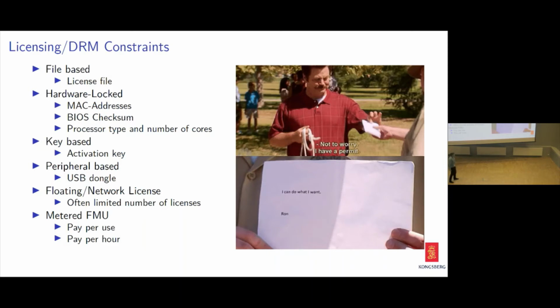The last one is also maybe a bit contrived. You can have metered FMUs. I can see that it will become a thing where you actually pay per use or pay per hour for using an FMU, especially if it comes from someone else, maybe through some service. I really wish I had the license, the permit, on the right-hand side there.